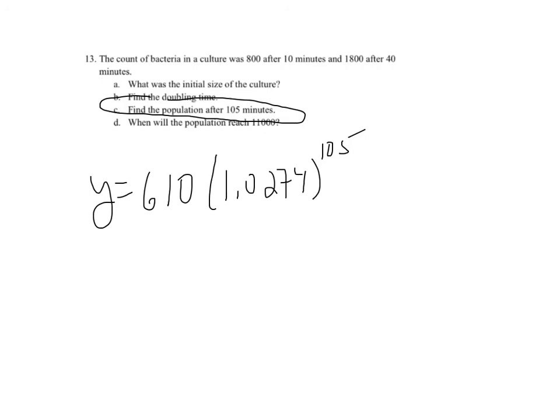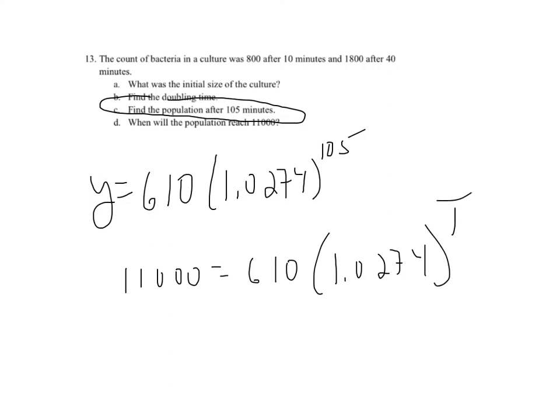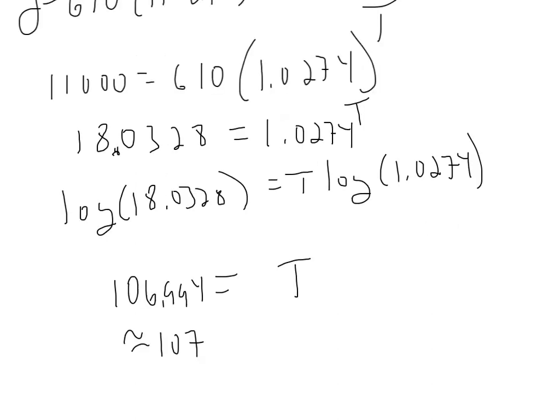Then to get to part D, when will the population equal 11,000? Well, you're just going to set your equation: 11,000 equals 610 times 1.0274 to the t. We're going to solve for t. I divided both sides by 610, came up with that, and then I'm going to take the log of both sides, and then I can bring the t down in front using that log property.